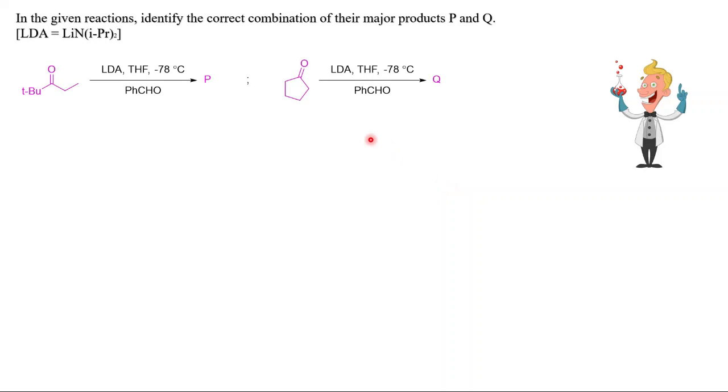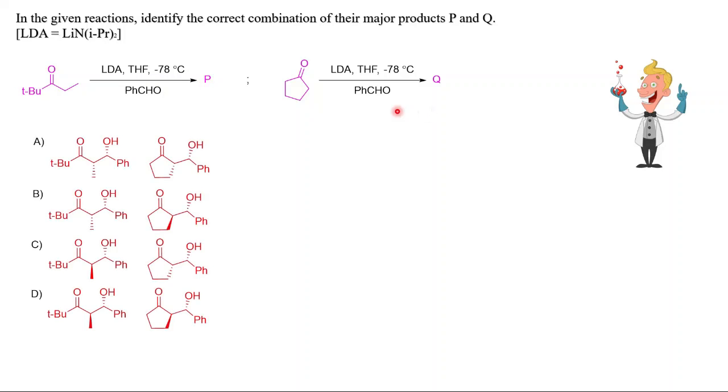That is, in the given reaction, identify the correct combination of the major products P and Q. That is LDA, lithium diisopropylamide. This is a bulky base. It takes a proton from the less hindered side. So they have given this moiety having a carbonyl group, and this molecule has an alpha hydrogen, and we have LDA and another benzaldehyde. So they have taken a cyclic one and a cyclic one, then the same condition, what will be the product? Based on that, they have given 4 options.